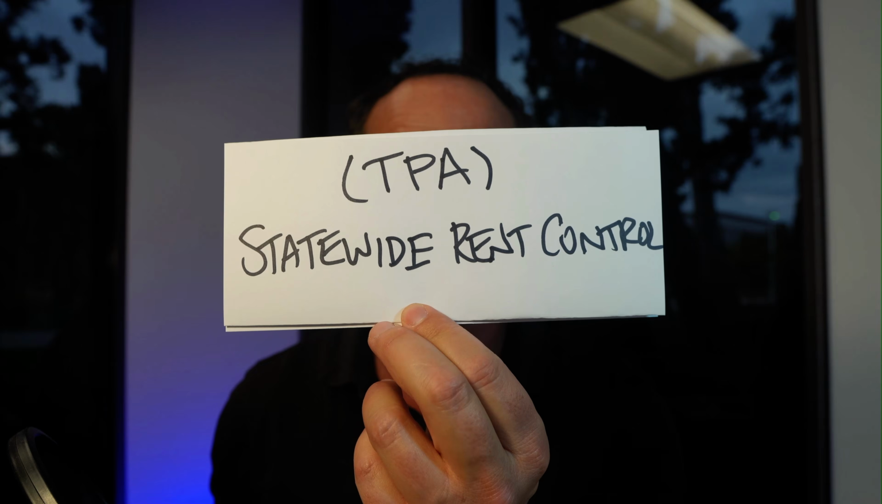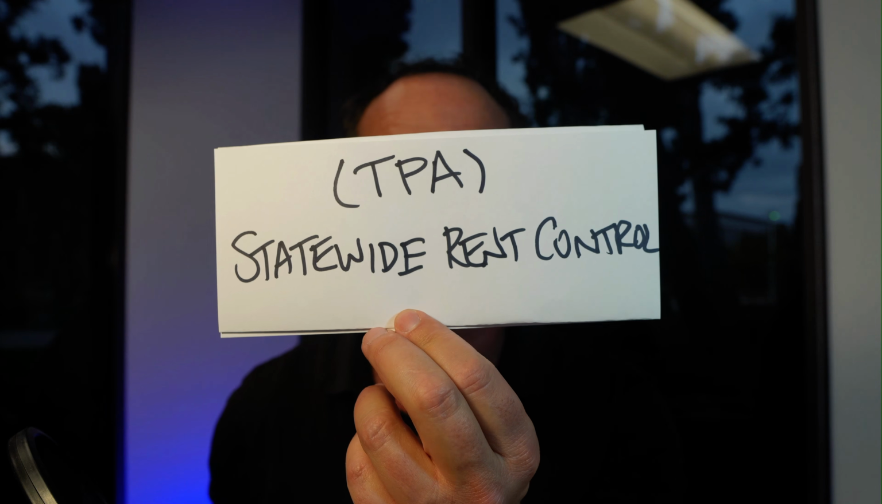Statewide rent control, otherwise known as the Tenant Protection Act. So properties that don't have a local rent control ordinance may fall under the statewide Tenant Protection Act, which has special protections for rent increases. The Tenant Protection Act went into effect in July of 2020.